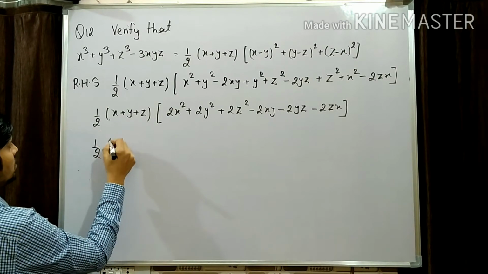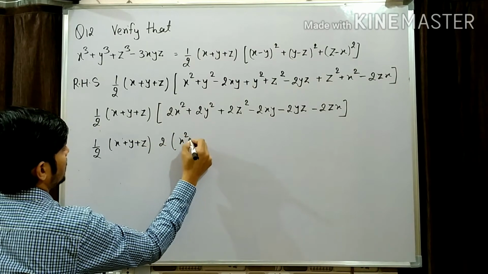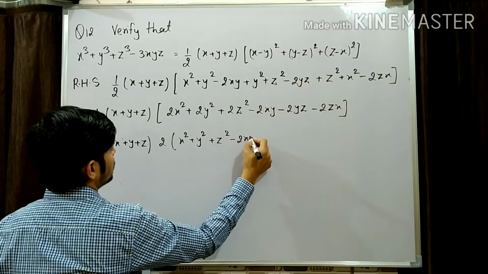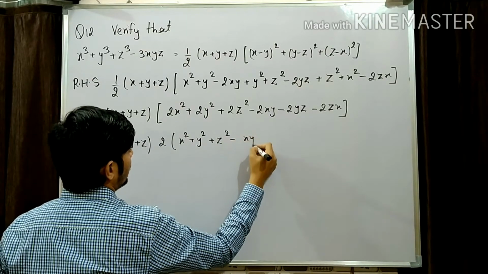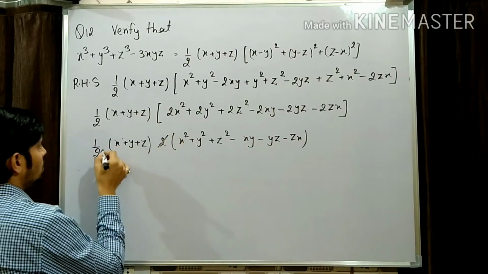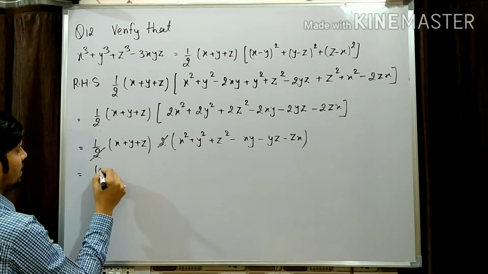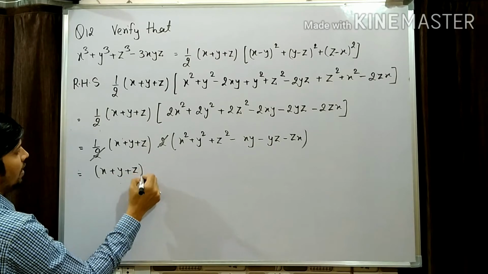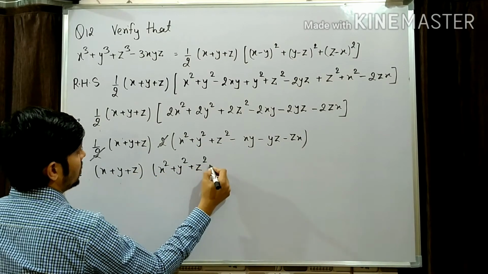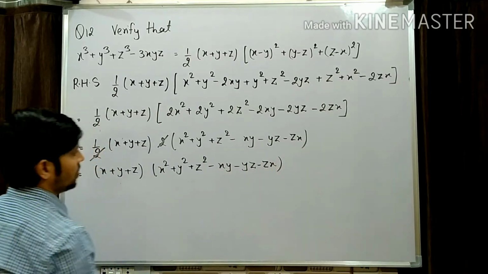the terms. This is x plus y plus z, and this is twice of x square plus y square plus z square minus xy minus yz minus zx. What we can do? The 2 cancels out. What is left behind? x plus y plus z is left, and x square plus y square plus z square minus xy minus yz and minus zx is left here.